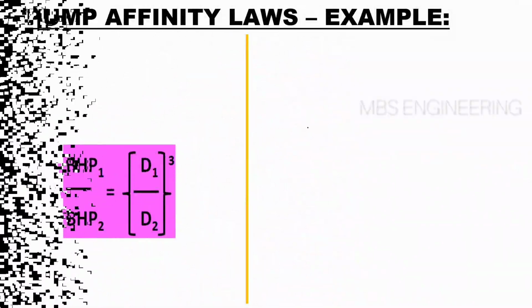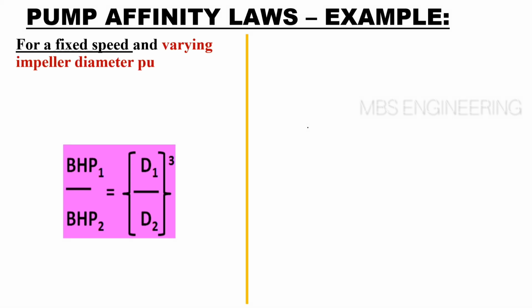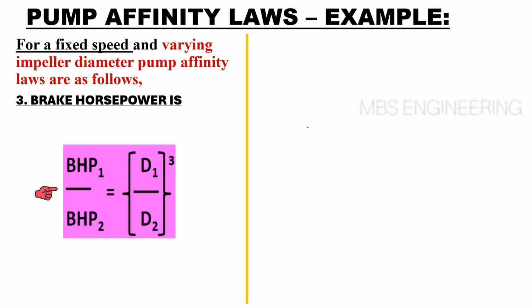Next, we will learn about the formula for pump affinity laws and will understand with sample calculations. Next, we will learn about the third formula for pump affinity laws. For a fixed speed and varying impeller diameter, pump affinity laws are as follows. The third affinity law for the pump: the brake horsepower is directly proportional to the cube of the impeller diameter.